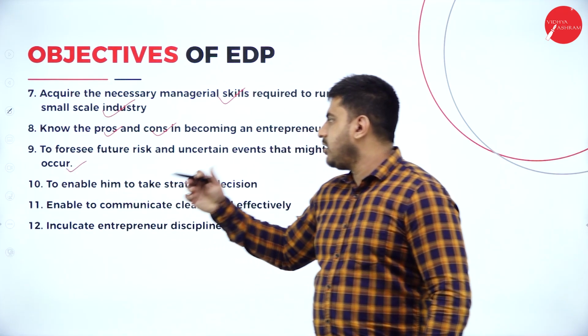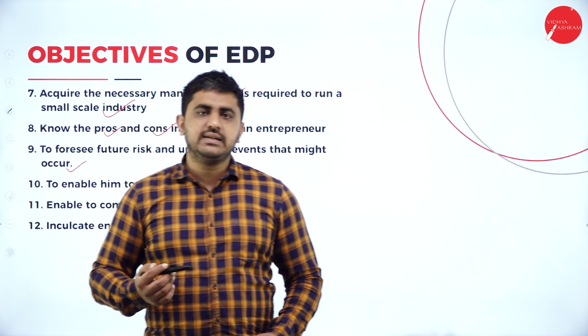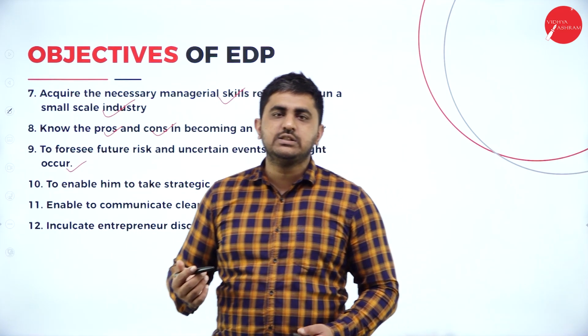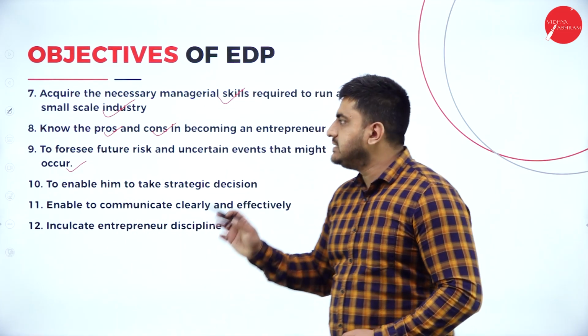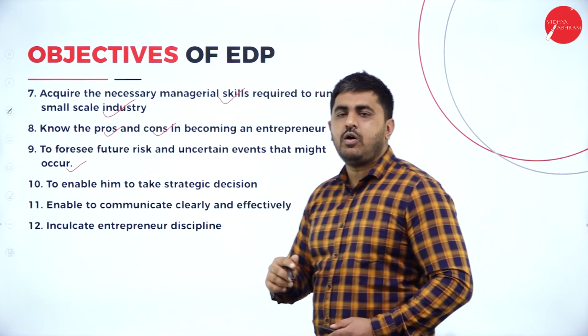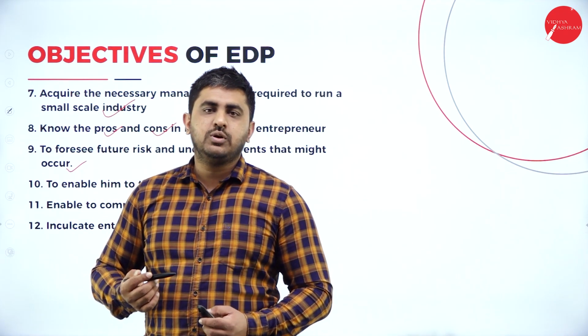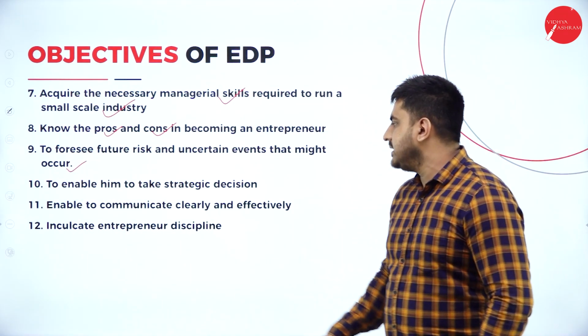Next, to foresee future risk and uncertain events that might occur. There are a lot of uncertain events that might occur. So what EDP does is it gives education regarding what different kinds of uncertain events might occur in future. For example, EDP might insist an entrepreneur go with a fire insurance for his factory so that the risk is covered.